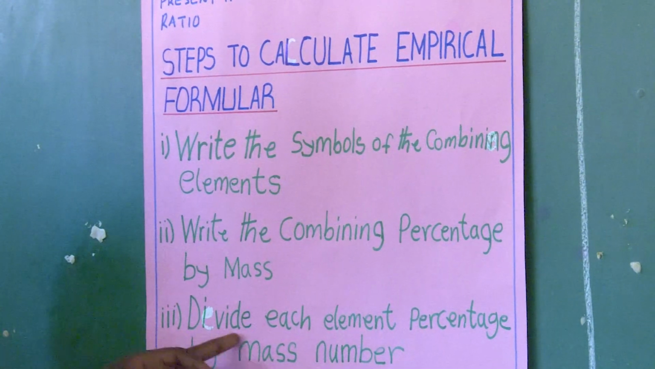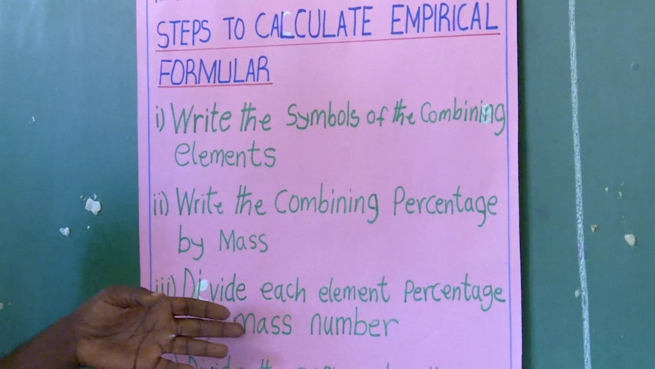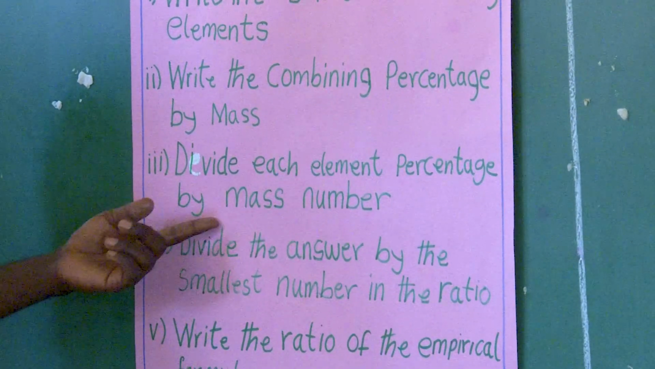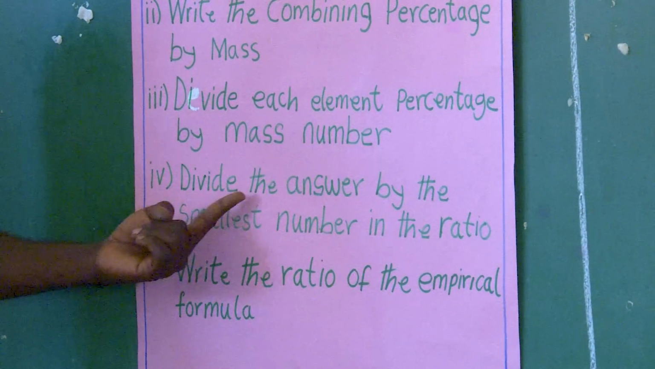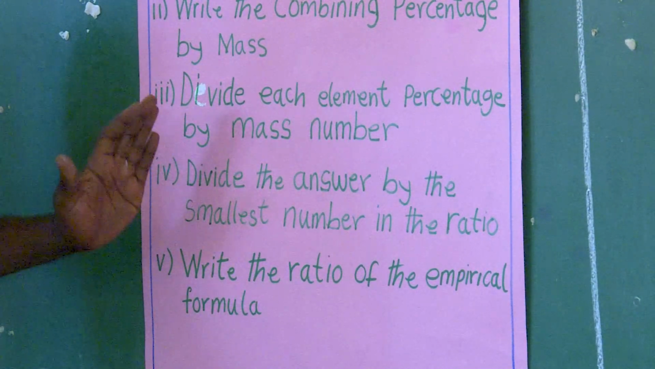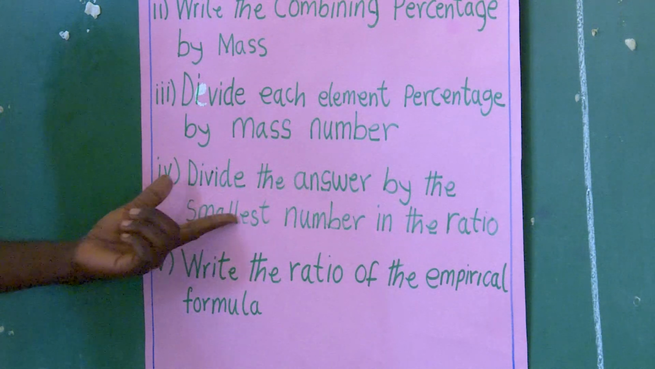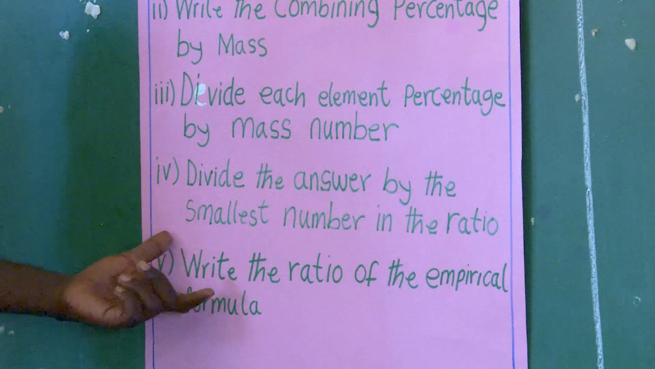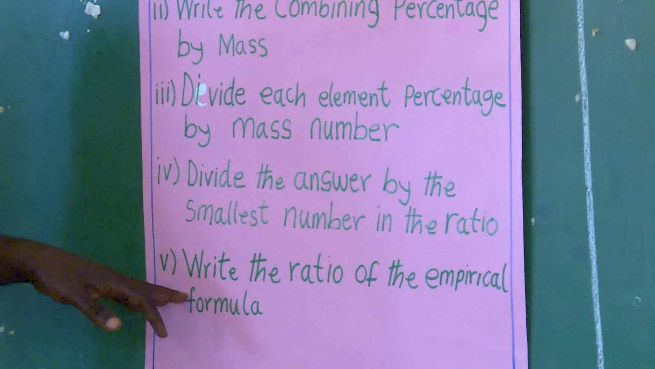Then you divide each element percentage by the mass number of the same element. After you have divided that, you will find your ratios. We have to divide the answer by the smallest number in the ratio. And finally, after you get your ratios, you can now write down the ratio of the empirical formula. How many steps do we follow? 5 steps. Are we okay?